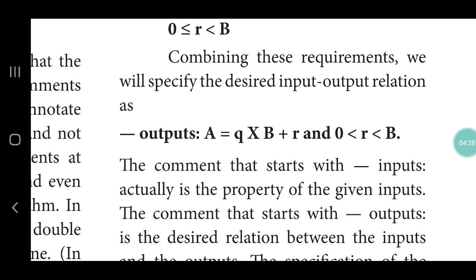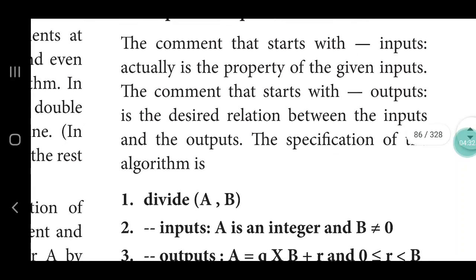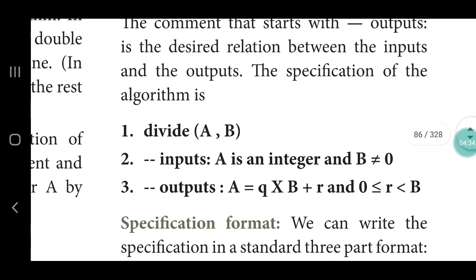So we can specify this relation for dividing A by B as: A is an integer and B not equal to 0, and we get the desired output A equal to Q cross B plus R and 0 less than or equal to R less than B. One more example is given in your book. You can go through the example.